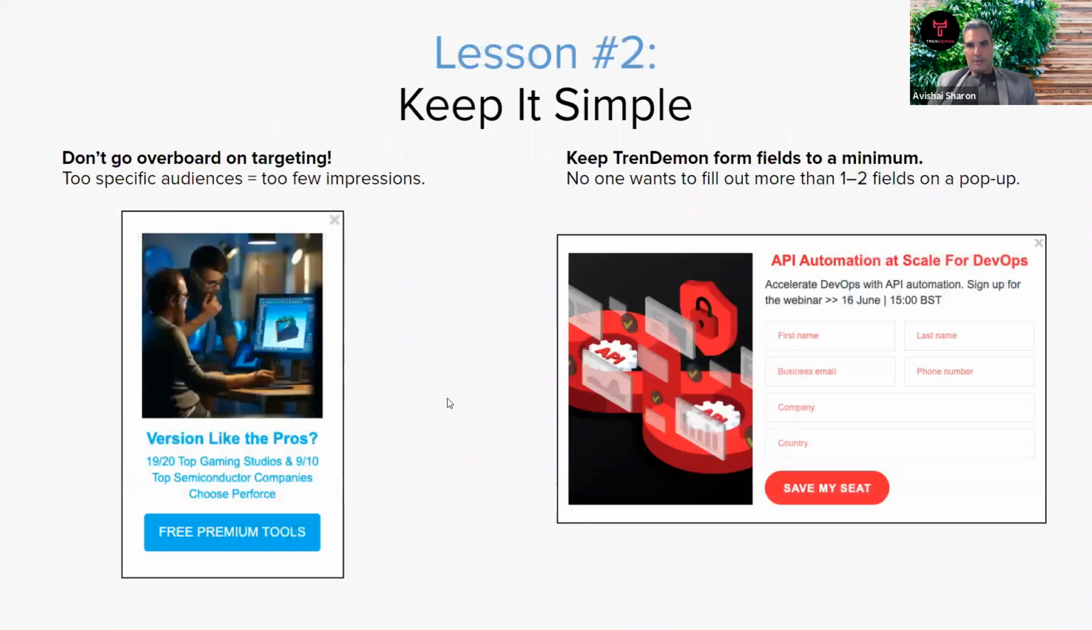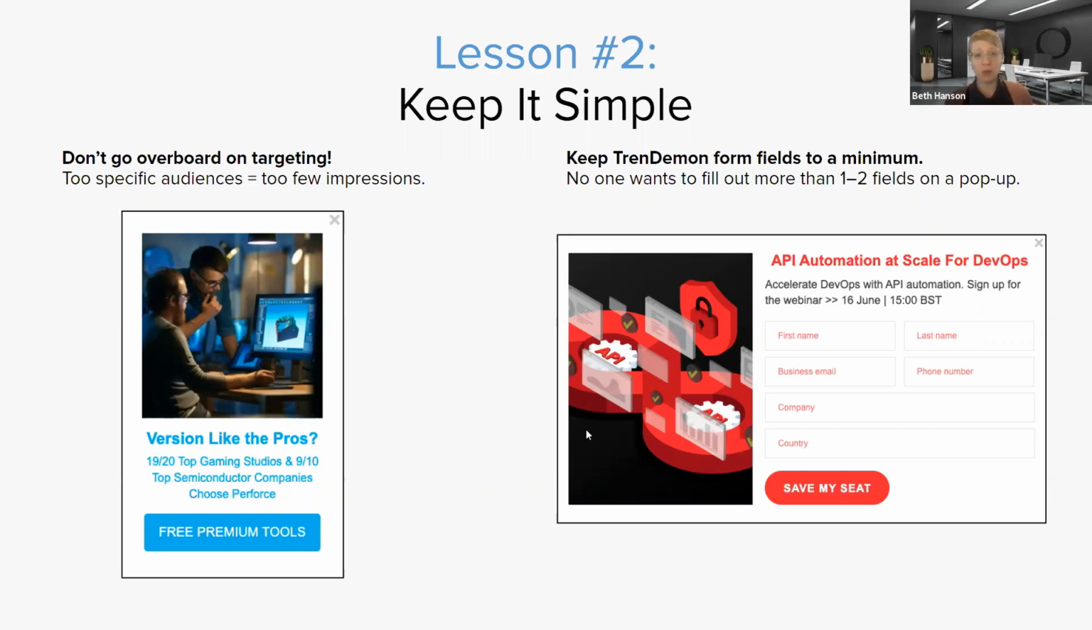Awesome. Let's talk about lesson 2. Yeah, so our second lesson was to keep it simple. As we referenced earlier, when we first got started with Trendemon, on a couple of our campaigns, we went a little too overboard on our targeting. We got a little bit too specific with our audiences for some of our campaigns, and that meant we got too few impressions, like 10 a month, which was not enough impressions to get actionable information. So we've learned we want to find that balance between over-targeted and just the right amount of targeting and personalization to make sense at scale.